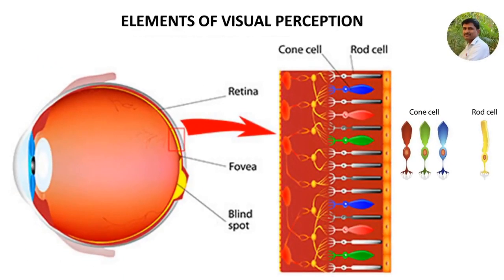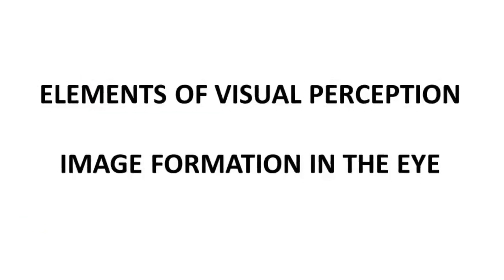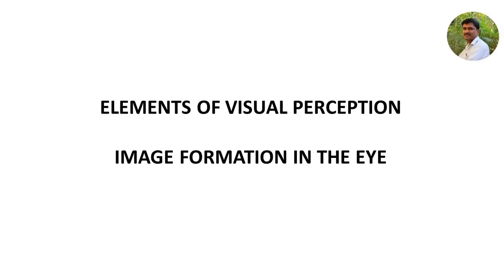The perception takes place by relative excitation of rods and cones, which transform radiant energy into electrical impulses that are decoded by our brain. In this video, we have discussed elements of visual perception and image formation in the eye.